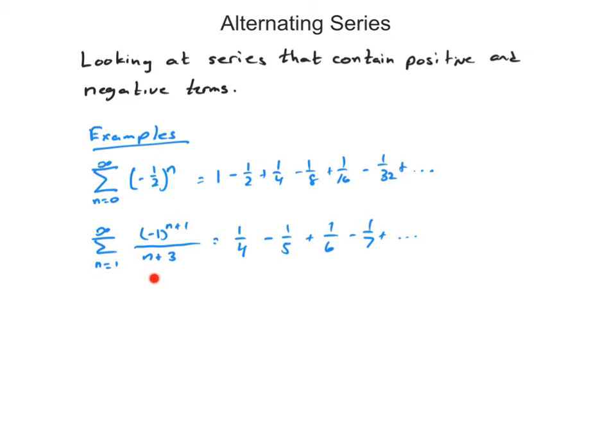And then this one right here, where we have negative 1 to the n plus 1 over n plus 3, and it would extend like that. These would be examples of alternating series. And again, remember, you do have positive and negative terms in this.